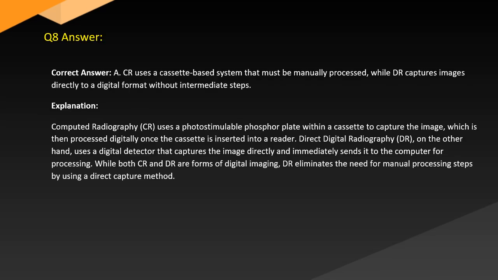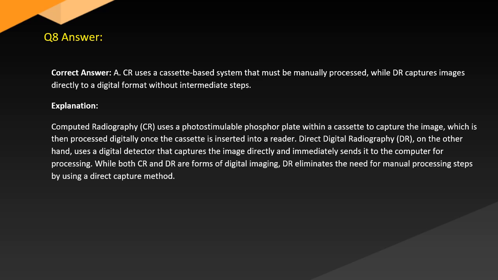Answer. Correct answer: A. CR is a cassette-based system that must be manually processed, while DR captures images directly to a digital format without intermediate steps. Explanation. Computed radiography (CR) uses a photostimulable phosphor plate within a cassette to capture the image, which is then processed digitally once the cassette is inserted into a reader.